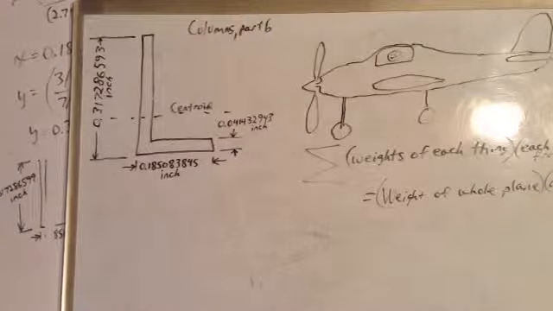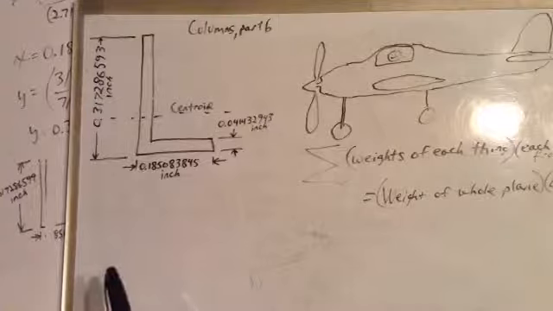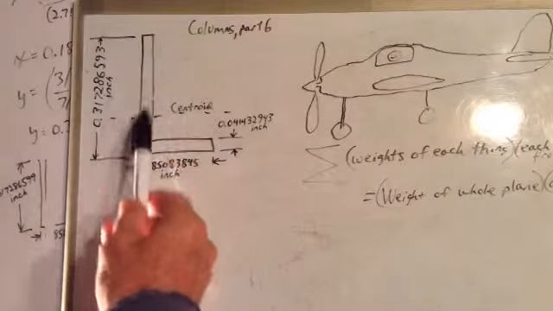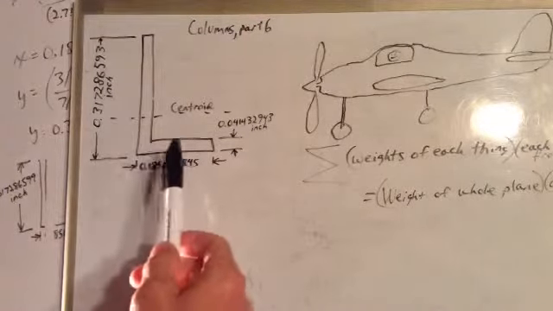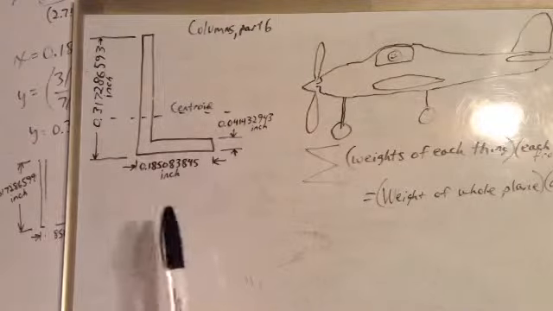This is columns part 6. Our next step is to find the radius of gyration of the cross section of this compressed member that failed as part of the tail boom.